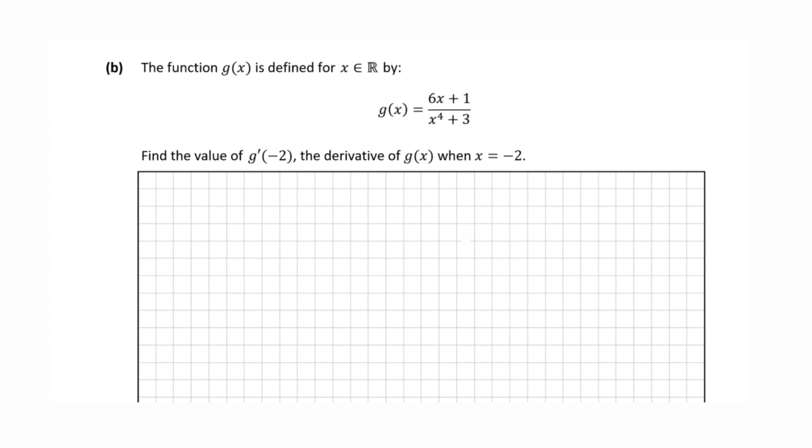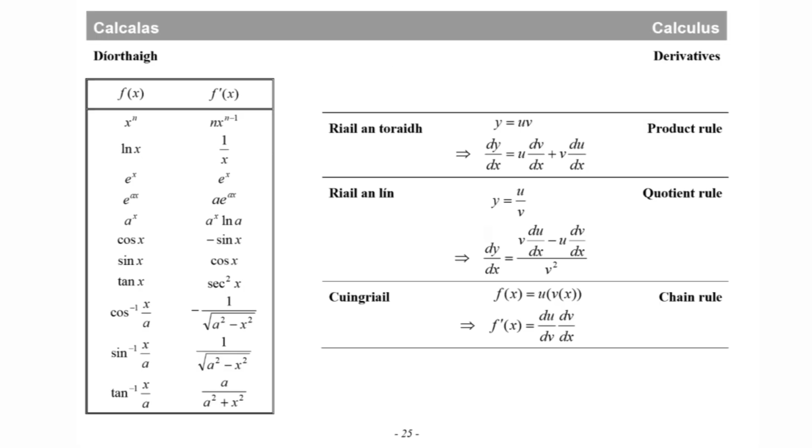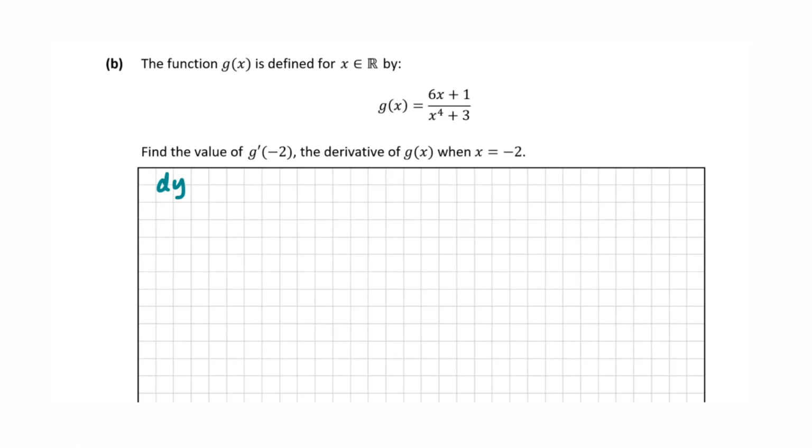In part B of the question, they give you the function g of x, which is this fraction here, this algebraic fraction, and they want you to find the derivative of g of x when x is equal to minus 2. So because we're dealing with an algebraic fraction, we're going to have to go to page 25 of the Formula and Tables book to use the quotient rule. So here's page 25, and you can see that the quotient rule is located in the middle of the page, so this is what we're going to use for this part of the question.